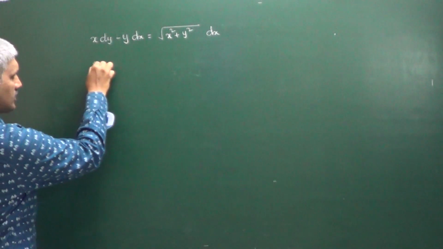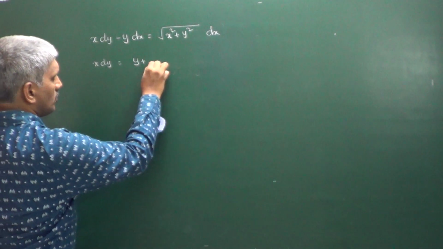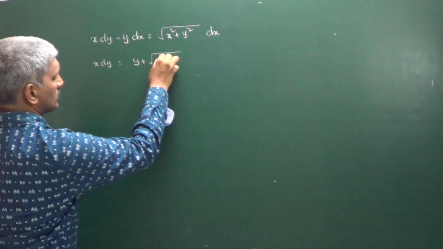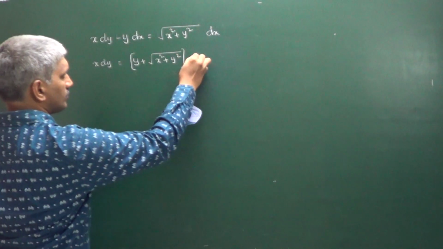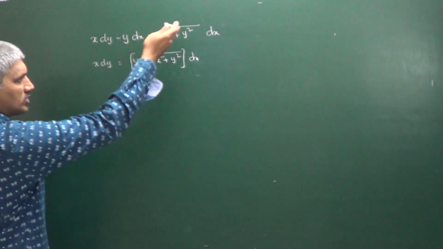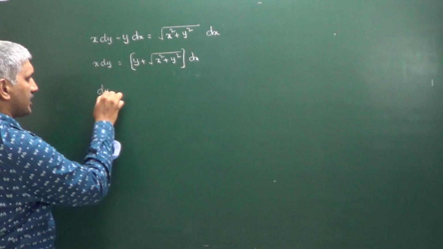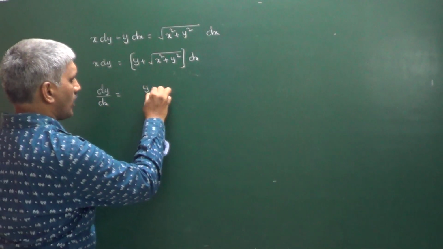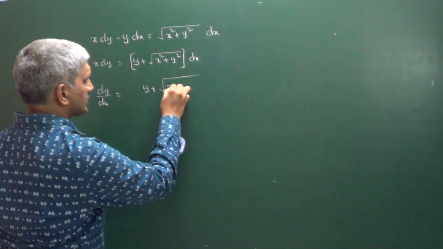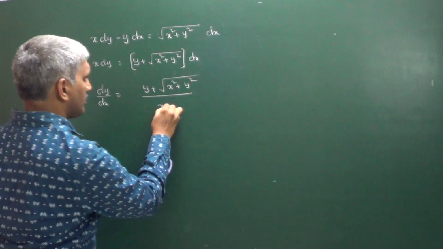That is the question. Now I am writing here x dy = (y + √(x² + y²)) dx. Shifted to that side, taken dx common. Now I can write dy/dx = (y + √(x² + y²))/x.